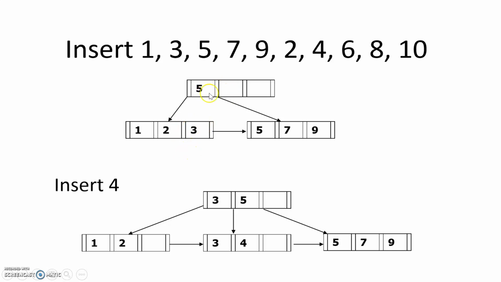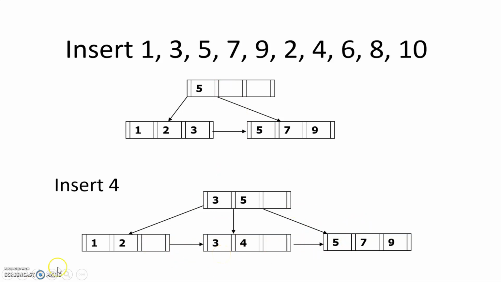So 3 will go up here in the index. Once 3 goes up, towards the left of 3 will be 1, 2, and towards the right of 3 will be 3 and 4. So this has become an index also, and this is a data node also. Please note this carefully. And towards the right of 5 is 5, 7, 9, and these are connected.